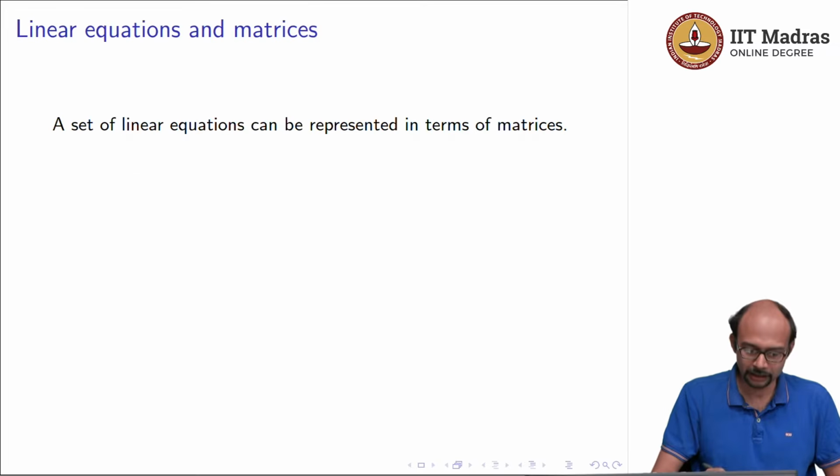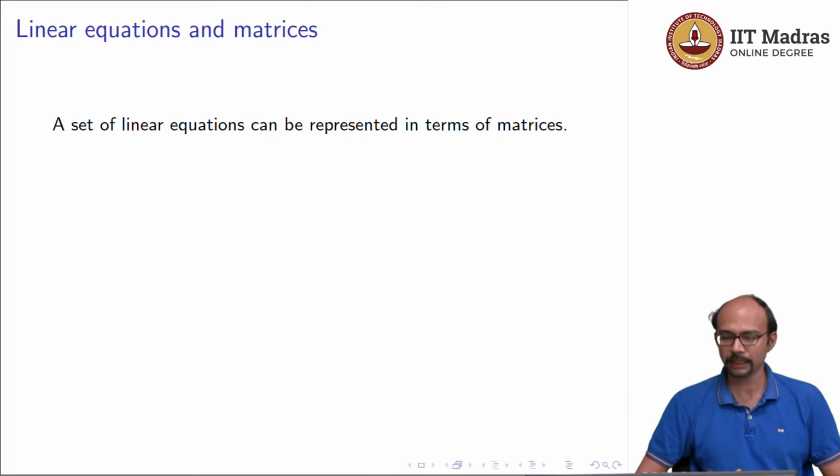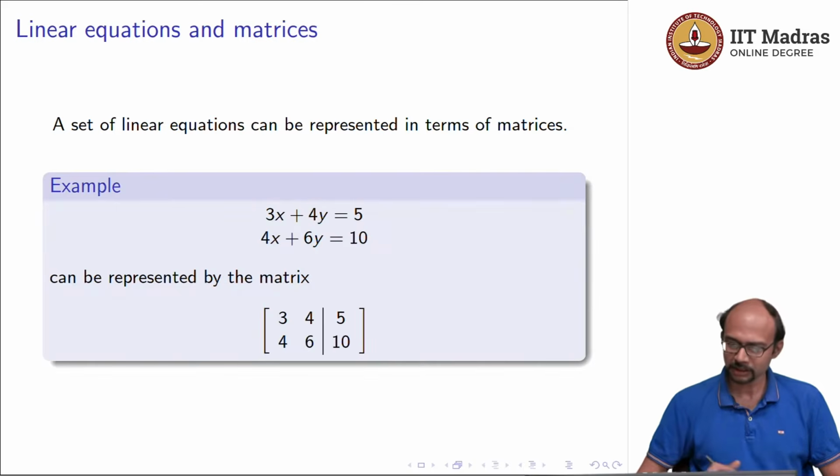Now let's look at the use of matrices. Suppose we have a system of linear equations. We'll study more about this in a forthcoming video. So you have a set of linear equations. What does that mean? That means you have something like this: 3x plus 4y is 5 and 4x plus 6y is 10. We can think of this in terms of matrices. How is this being done? Again, this will be explained in much more detail in the forthcoming video.